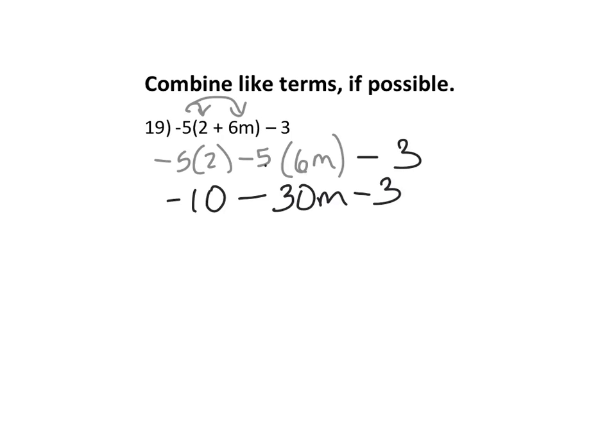Next, I look at my like terms. I have a negative 10 and a negative 3. The sign, make sure you include. That becomes a negative 13. My negative 30m is still there. Cannot combine them. They are not like terms.